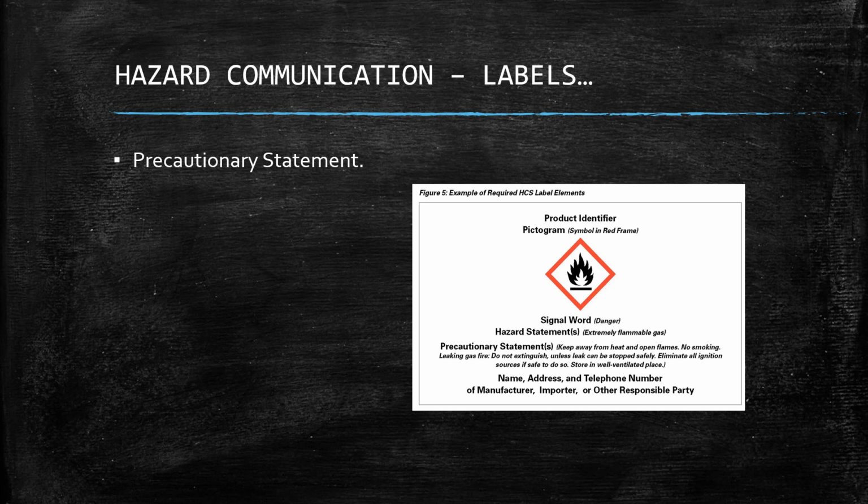Precautionary statement. The precautionary statement is a phrase that describes recommended measures that should be taken to minimize or prevent adverse effects resulting from exposure to a hazardous chemical or improper storage or handling. An example would be, keep away from heat and open flames and no smoking when using this product.